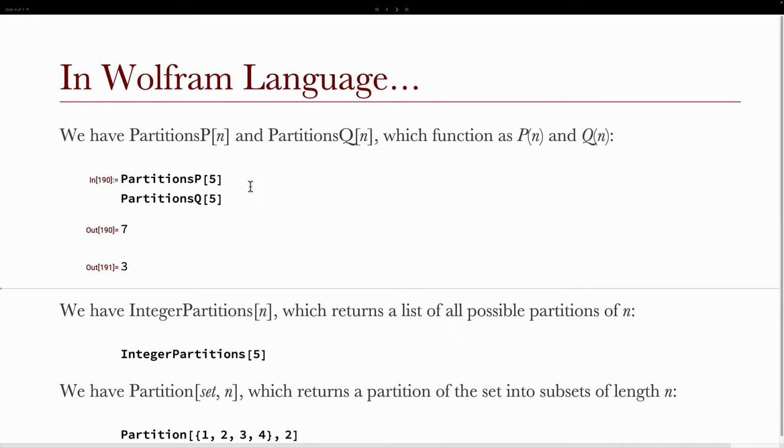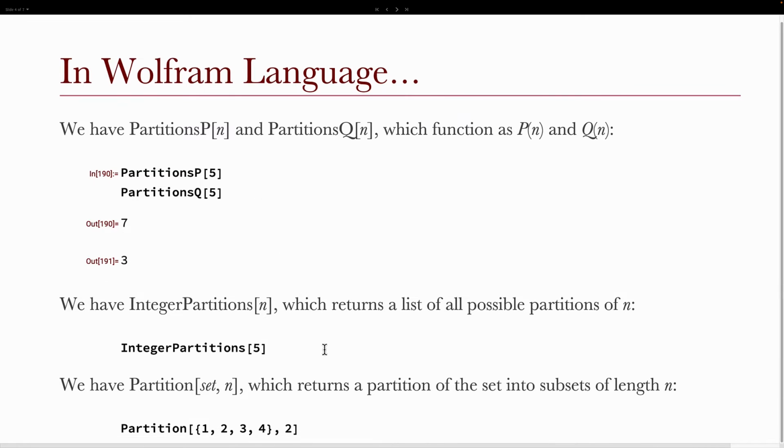Now, this makes sense because you can write 5 as 1 plus 1 plus 1 plus 1 plus 1, or 1 plus 1 plus 3, or 1 plus 1 plus 1 plus 2, or 1 plus 4, or 1 plus 2 plus 2, or 2 plus 3, or 5. However, out of those partitions of 5, only 1 plus 4, 2 plus 3, and 5 have distinct parts, so PartitionsQ of 5 is going to be 3.